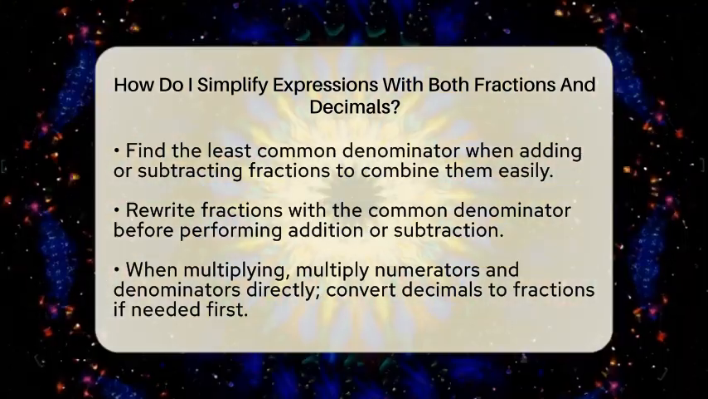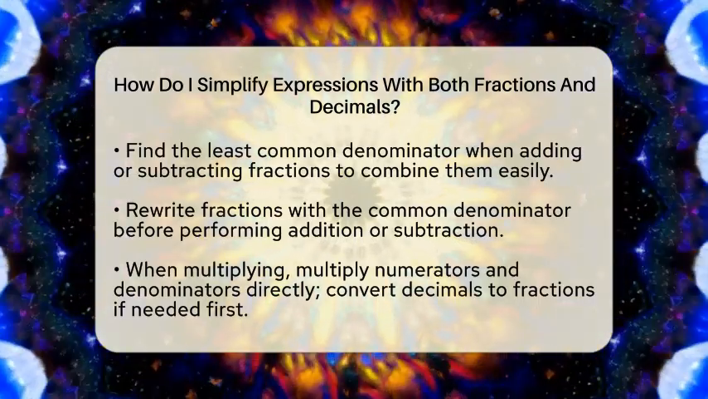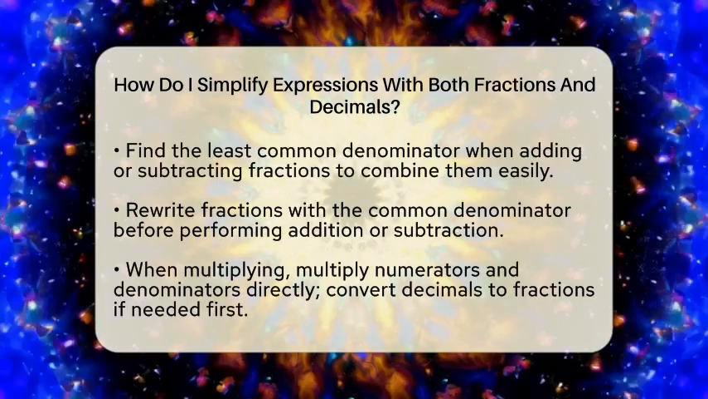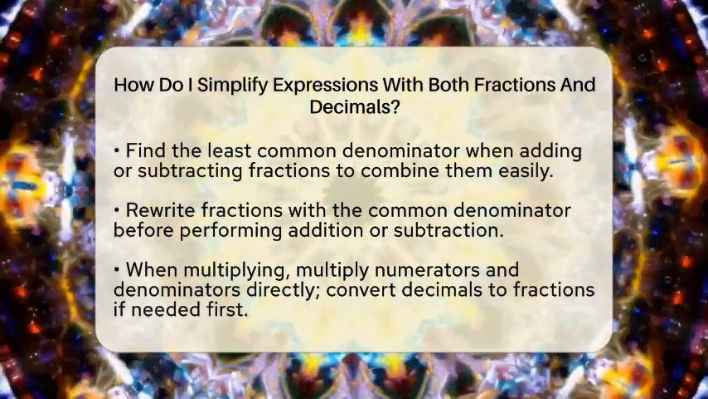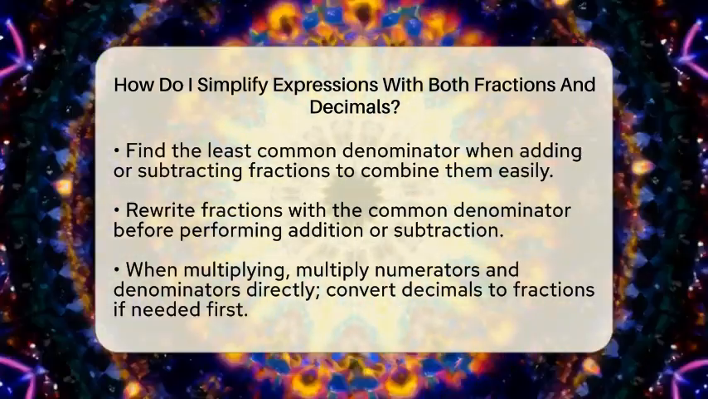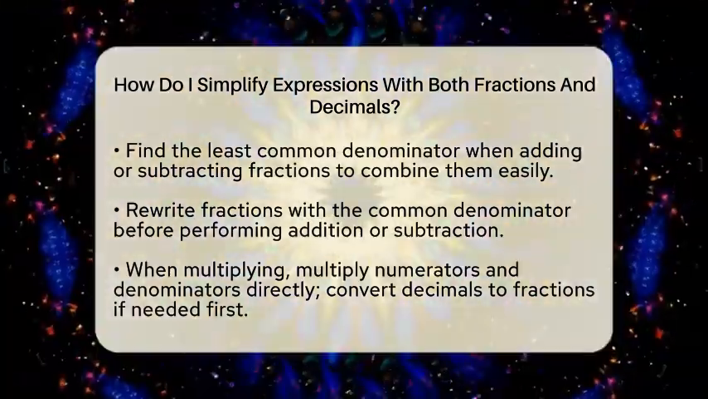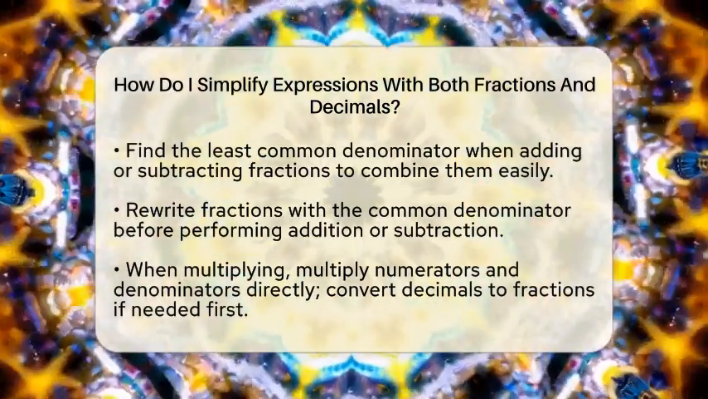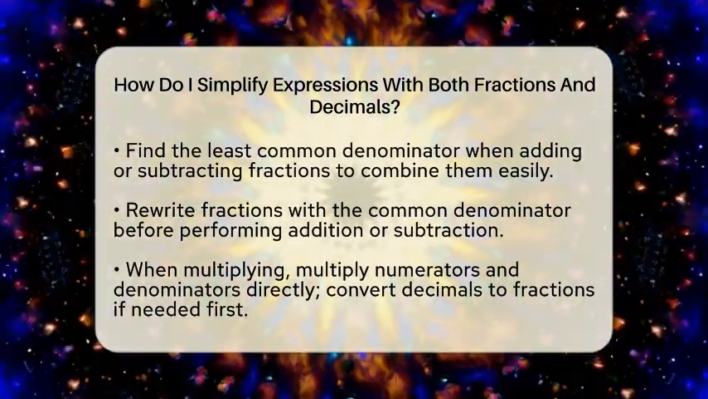When multiplying fractions and decimals, multiply the numerators and denominators as usual. If decimals are involved, you can convert them to fractions first or multiply as decimals and then simplify. For division, remember to multiply by the reciprocal of the divisor. For example, dividing by a fraction is the same as multiplying by its flipped version.